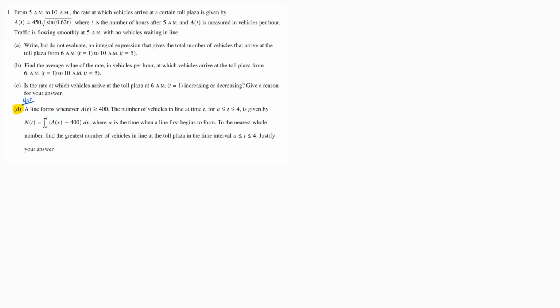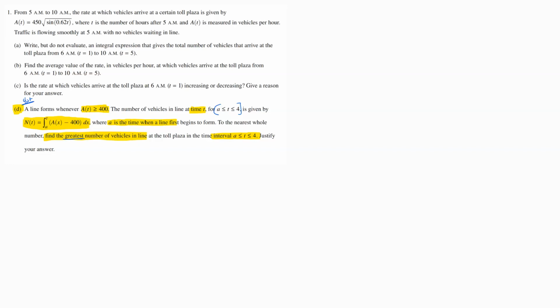This question tells us that a line forms whenever A of t is greater than or equal to 400, and the number of vehicles in the line at time t for this given time interval, so not forever, is given by this formula: n of t equals the integral from a to t of A of x minus 400 dx. They tell us that a is the time when the line first begins to form. Then they say to find, to the nearest whole number, the greatest number of vehicles in line over this given time interval, and justify our answer.